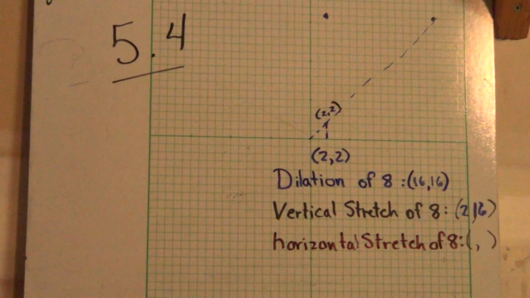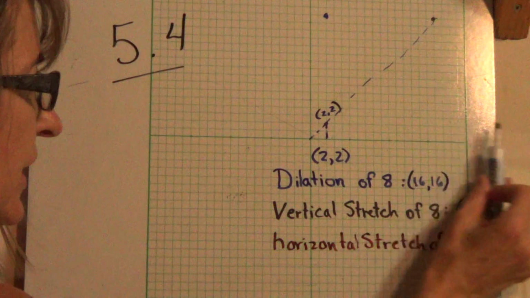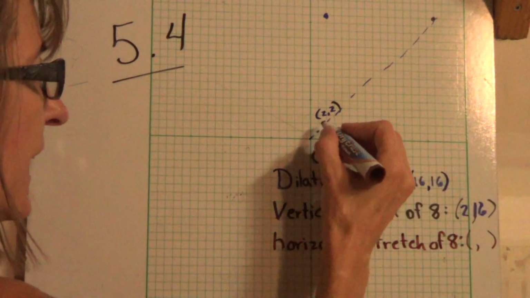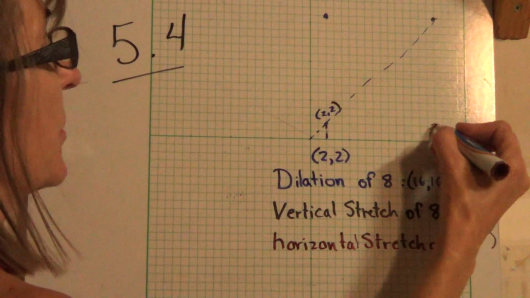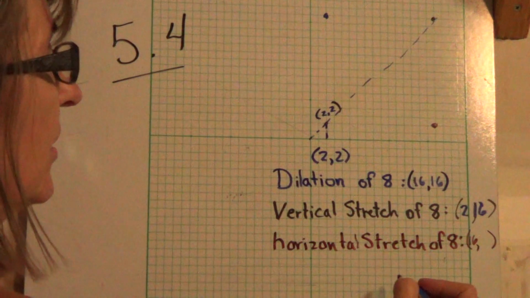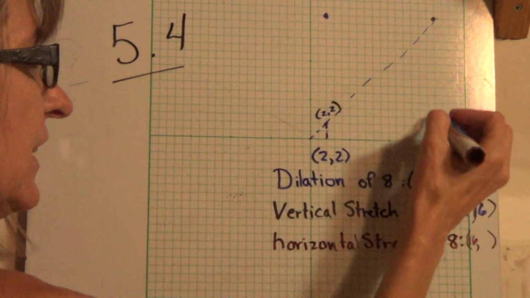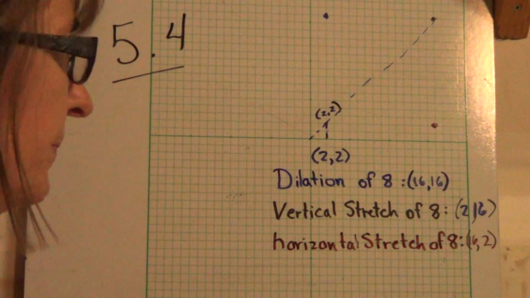Now, in a horizontal stretch, I'm hoping that you'll all guess, it would be stretching this way, so it would be the x that's changing. If it's a factor of 8, you'd take the x, multiply it by 8, and that would be 16 on the x-axis. But the y doesn't increase because it's not being stretched, so it would be 2.